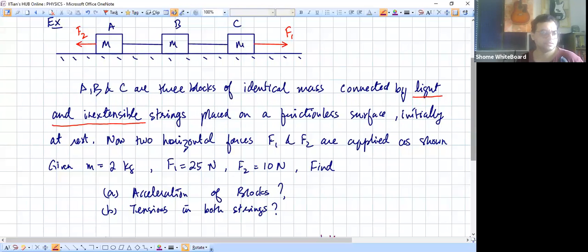7 by 3. Kevin, all of you are getting this. Okay, let me check. 2.5 is the correct answer. Correct. 2.5 meters per second square is the correct answer, or 15 by 6 or 2.5.